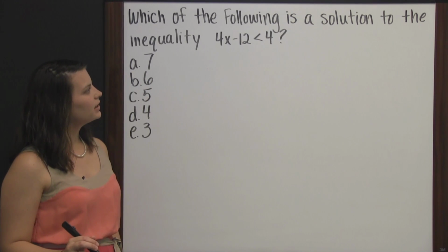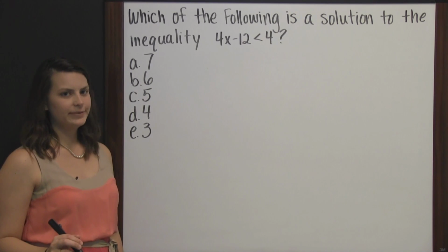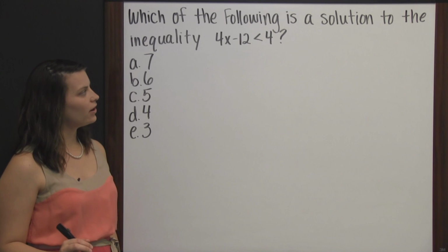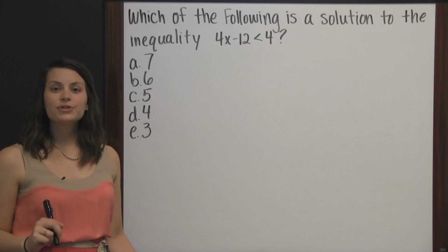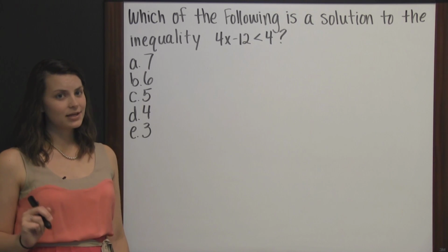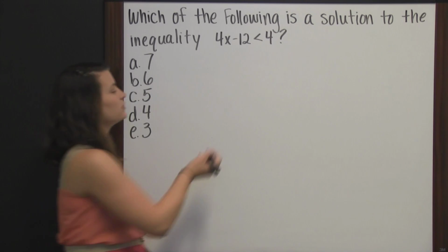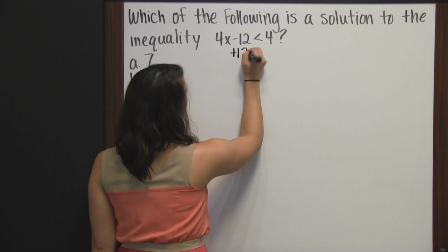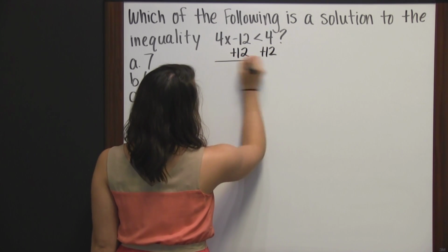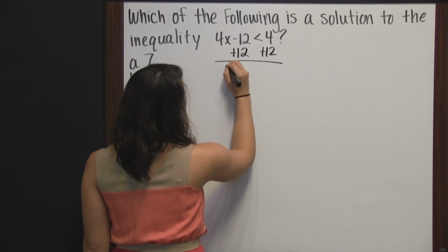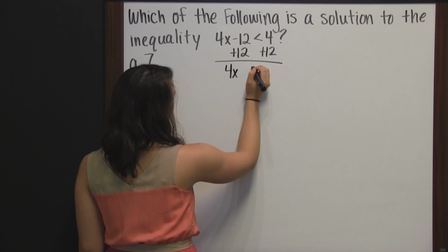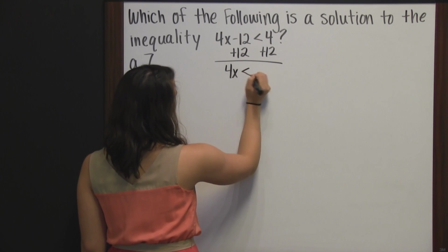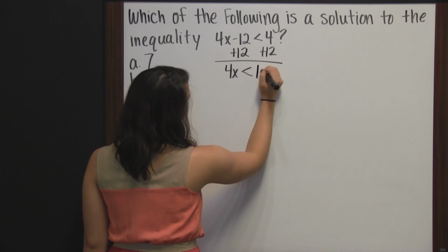Which of the following is a solution to the inequality 4x minus 12 is less than 4? First, we should solve for x in this inequality. So we're going to add 12 to both sides, bring down our 4x, minus 12 plus 12 is 0, so that cancels. Bring down our less than sign, and 4 plus 12 is 16.